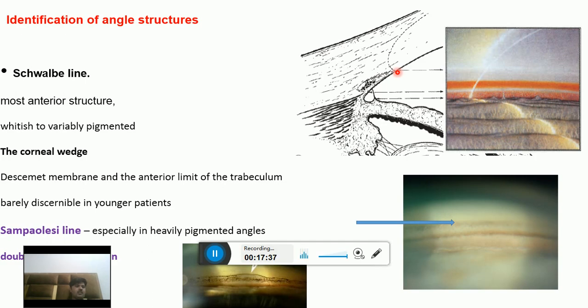In contrast, there may be pigmented deposits on or anterior to the Schwalbe line, called a Sampaolesi line, especially in heavily pigmented angles like pseudoexfoliation syndrome. It may have a double line configuration, where the posterior component may be mistaken for the pigmented meshwork.